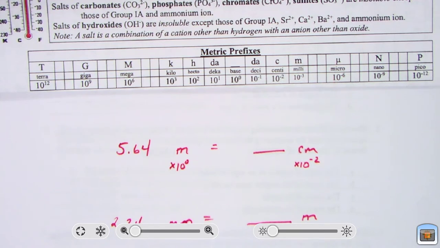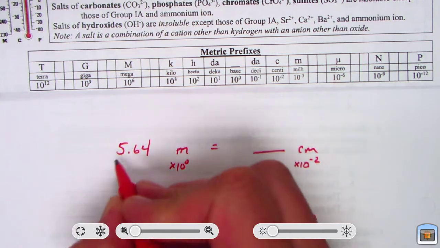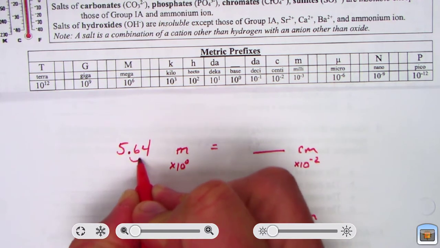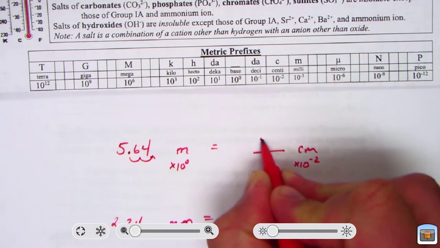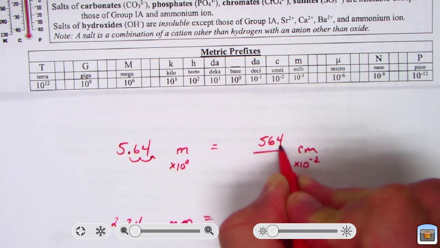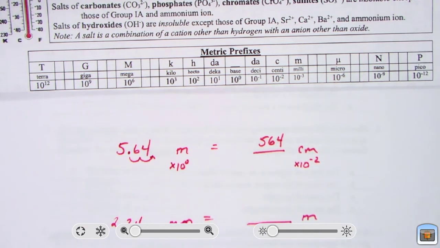That means I'm going to need to move my decimal 2 places. As I'm thinking about this, I'm going from meters, something that's relatively large, to centimeters, something that's relatively small. That means that my decimal is going to move to the right. I'm going to be multiplying by 100 essentially, and I'm going to be getting 564 centimeters as an answer here.